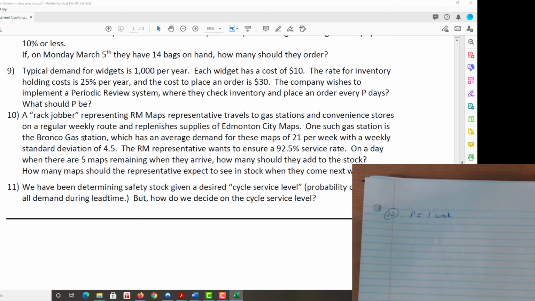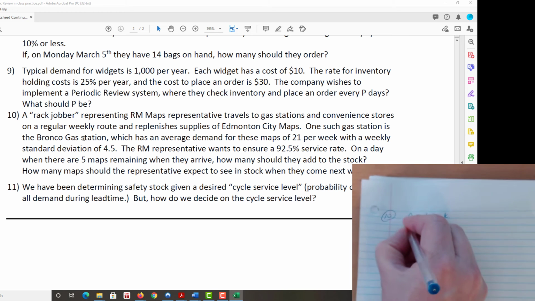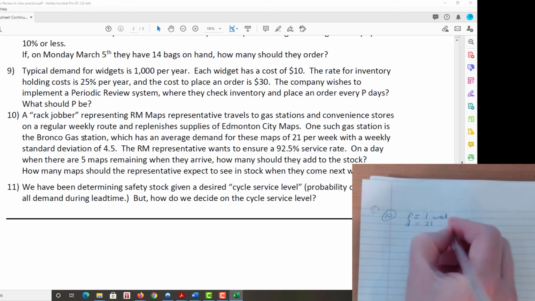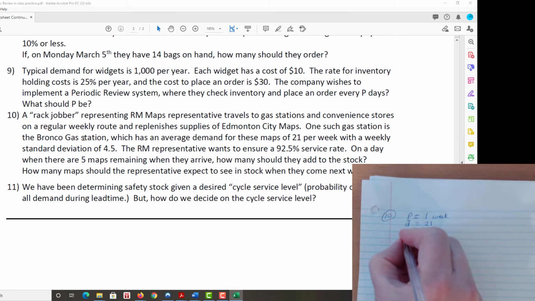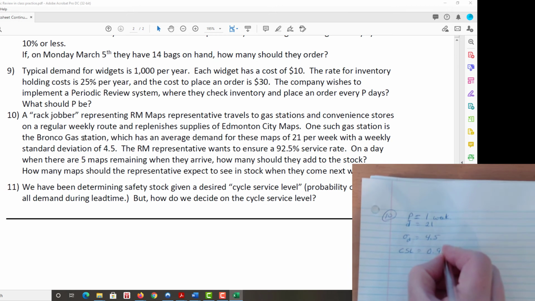We read further. Average demand for these is 21 per week. So it looks like weekly is where the data is gathered. Standard deviation per week, 4.5. Wants to ensure a 92% service rate, so cycle service level 0.925. On a day where there are 5 maps remaining, so inventory position is 5. How many should they add to the stock? So basically the order size. And how many maps should the representatives expect to see in stock when they arrive next week?